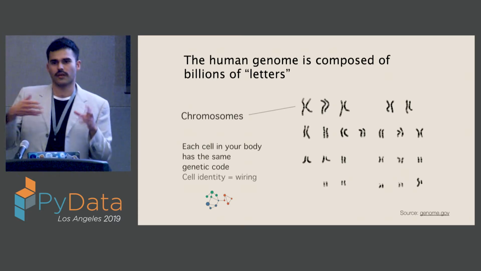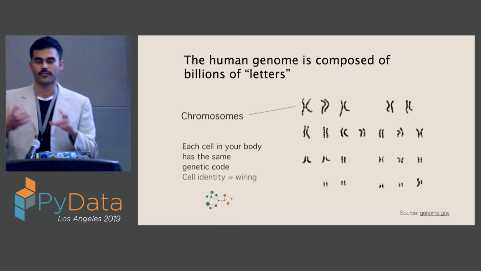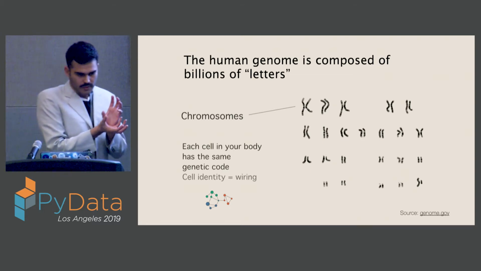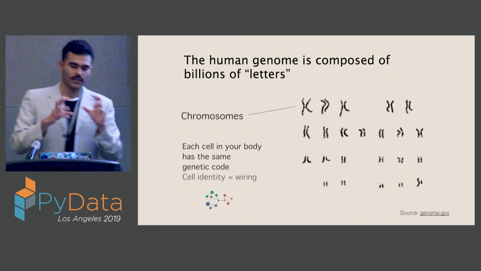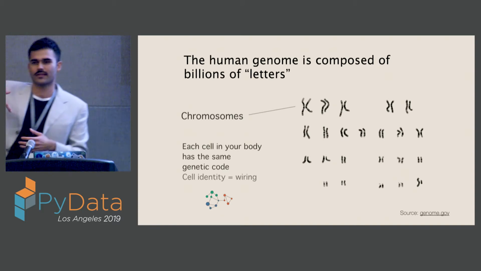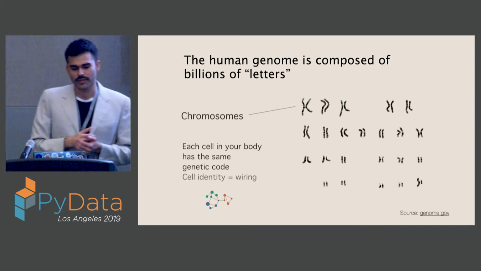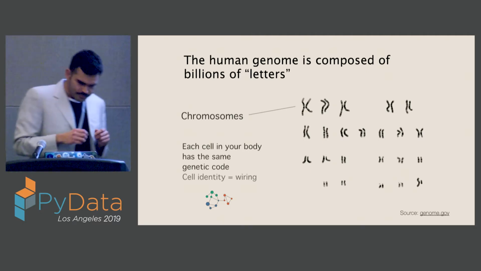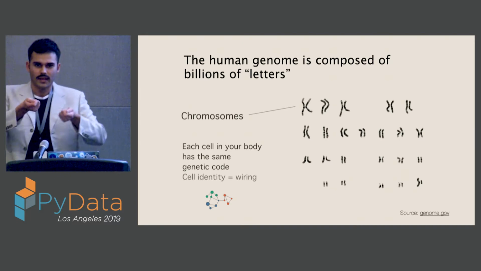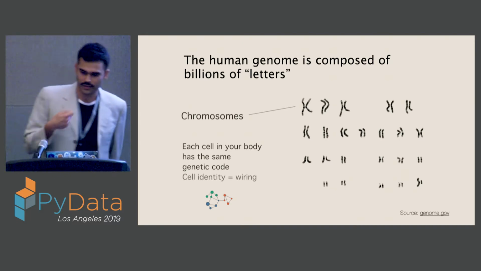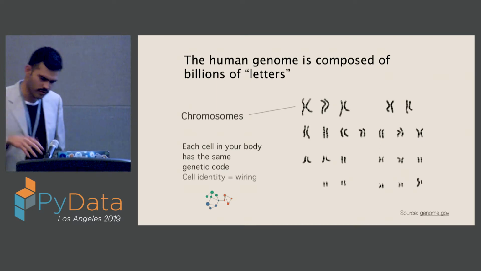And this kind of cell fate is normally chosen at development, but the underlying control that makes this happen is these genetic networks. We can think of the cell identity as the wiring in which these genes are connected to each other.